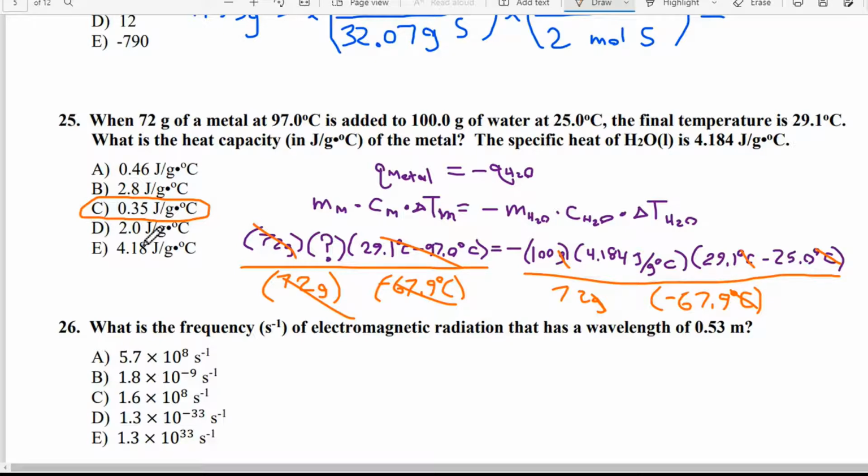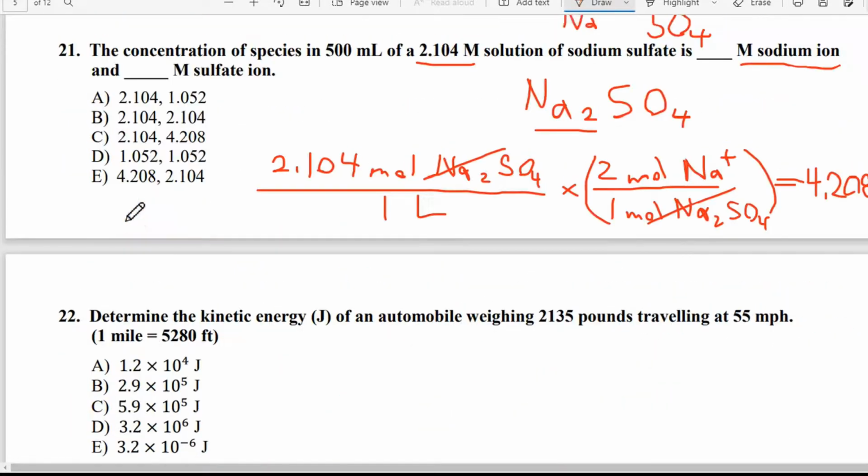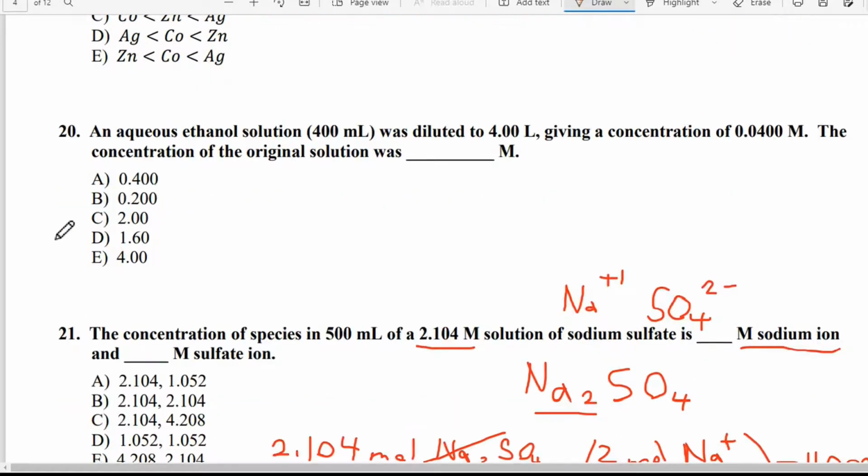Oh, 20. Got it. I was expecting something to come after the 20. Like, no, just 20. All right. 20 says an aqueous ethanol solution is diluted to 4 liters, giving a concentration of 0.04 molar. What was the concentration of the original solution?